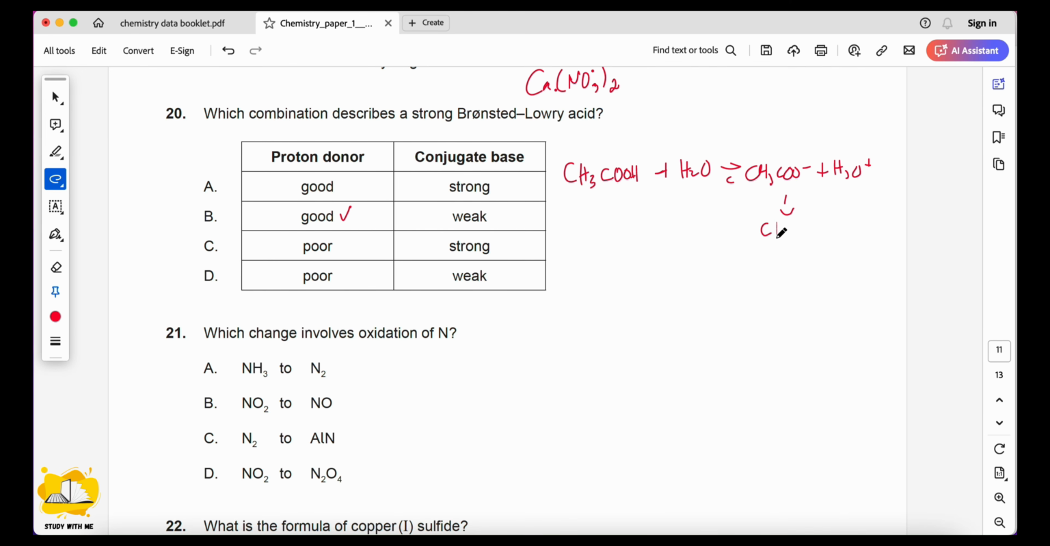this will be the conjugate base. So this acid and this conjugate base form a conjugate acid-base pair. The conjugate base is considered weak as it is less likely to readily accept a proton in solution. So the conjugate base is weak. Therefore, the answer is B.